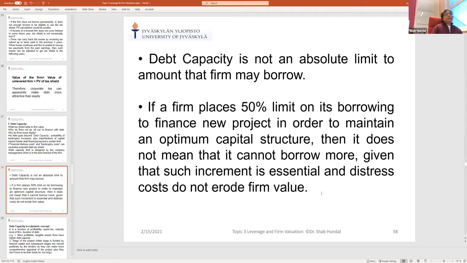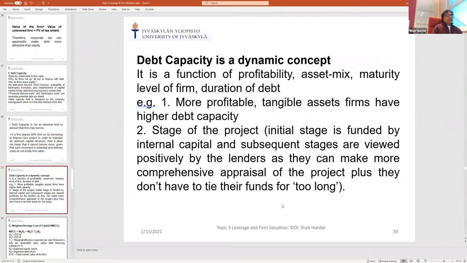Debt capacity is not an absolute amount. Even for the same company, the debt capacity may vary from time to time and situation to situation. In good times, your debt capacity would be different, but in bad times, it can vary. So debt capacity also depends upon the overall financial situation of the firm. And also if you want to finance a certain project, and the nature of the project is very different from the rest of the projects which the company is running, again, your debt capacity would be different. So there are several factors that come to my mind.